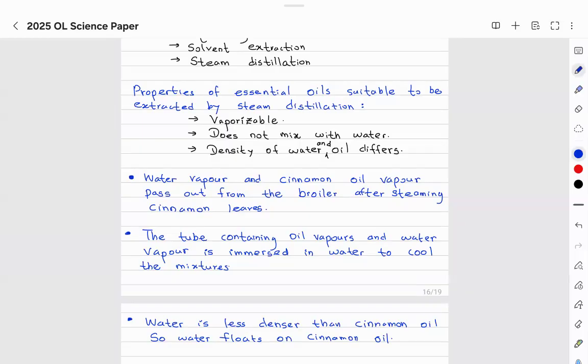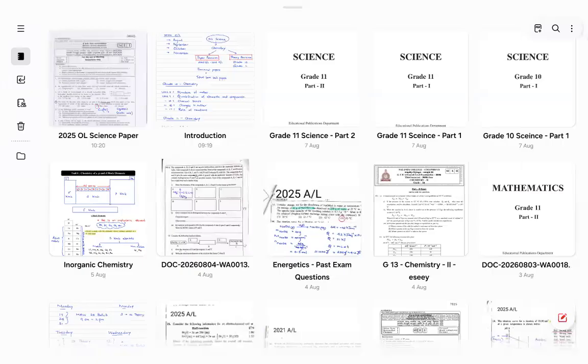Have they given the diagram in your textbook, students? I think they have given the diagram. No?